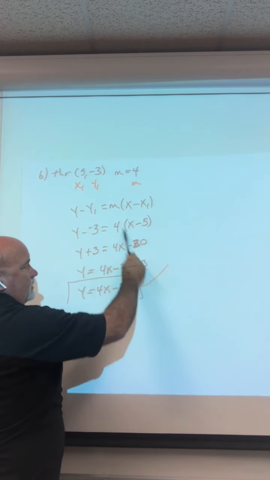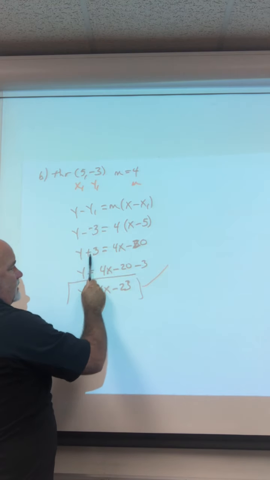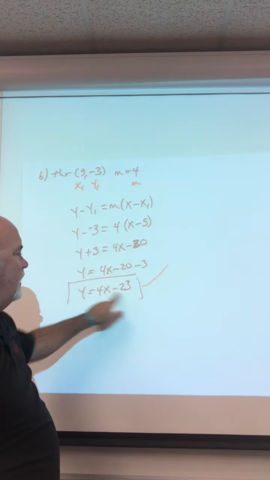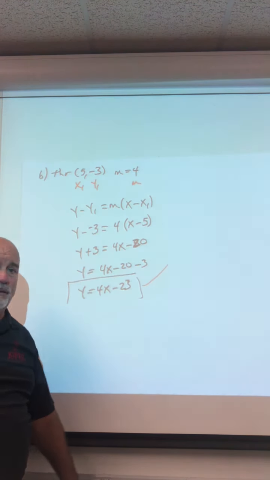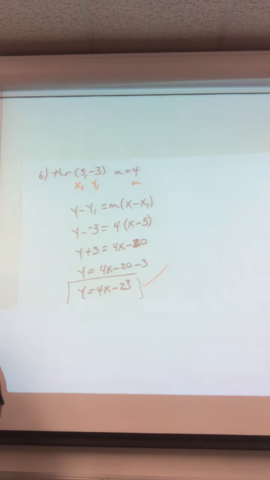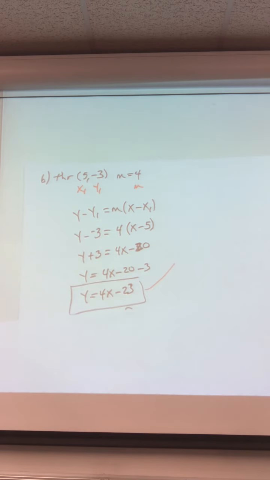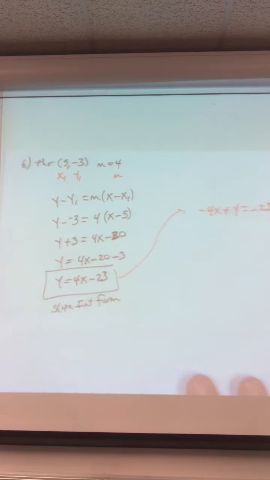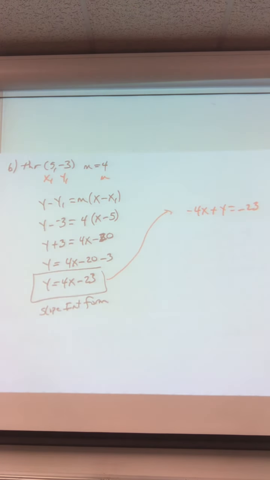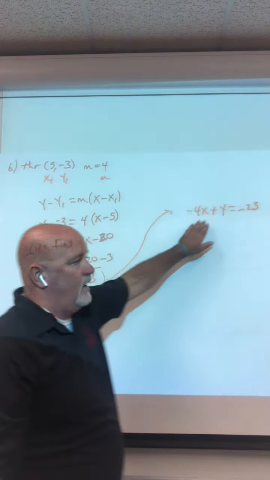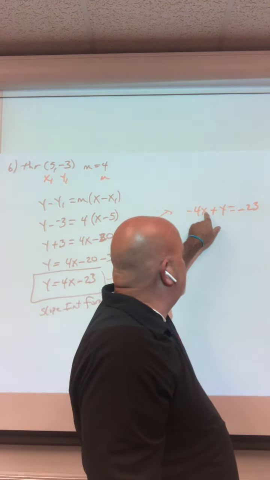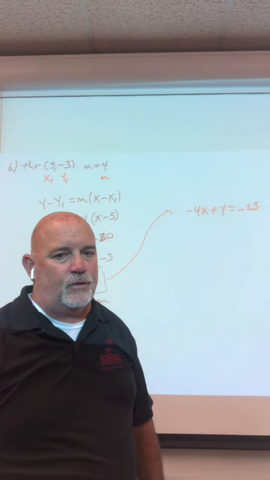Distribute: 4x minus 20, and double negatives gives you a positive, and then subtract the 3 across. This is the slope-intercept form of the line. Now, what's the standard form? The standard form says get the x's and y's on one side. All right, so standard form, right here. So I'm going to take this and put it in standard form. I'm going to bring the 4x across, and when I do, I get negative 4x plus y equals negative 23.